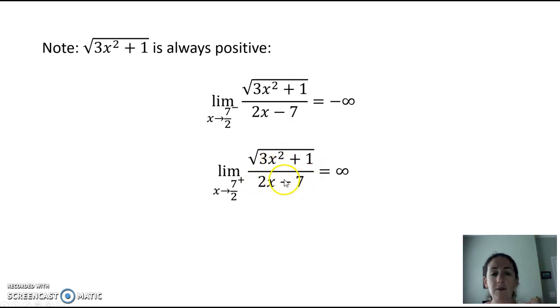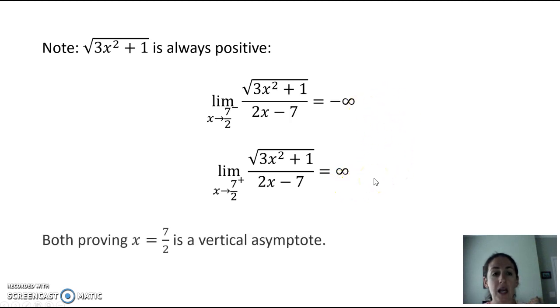And again, when you take a value and divide it by a really, really small value, you're going to get a really, really big value, and we'll see that this will go off to positive infinity. Both of these will actually determine that you do have a vertical asymptote at x equals 7/2.